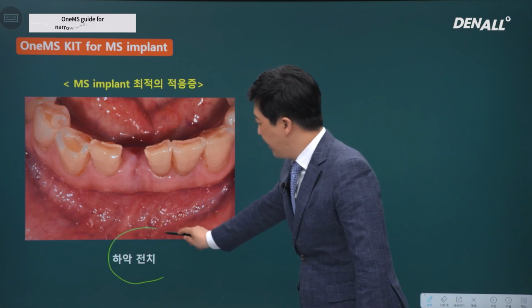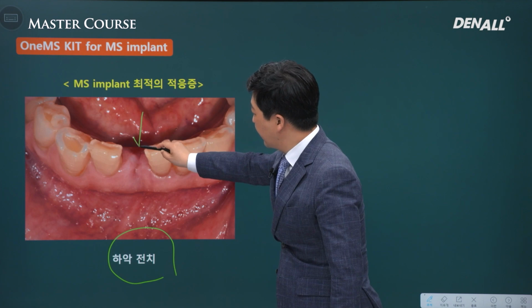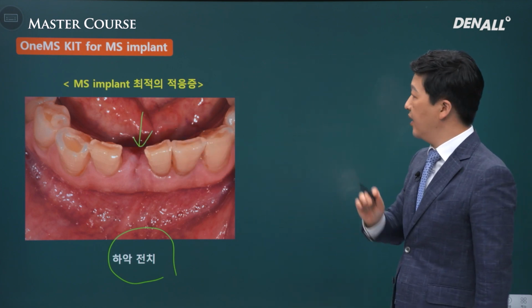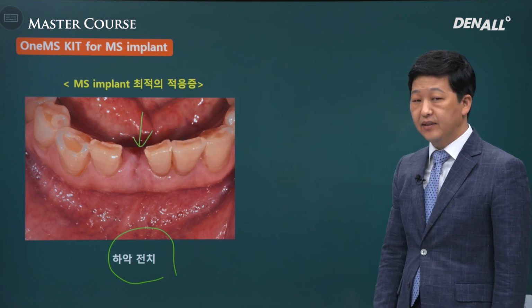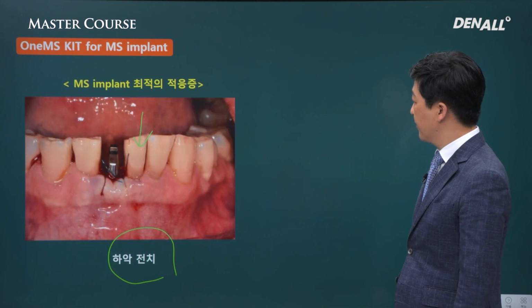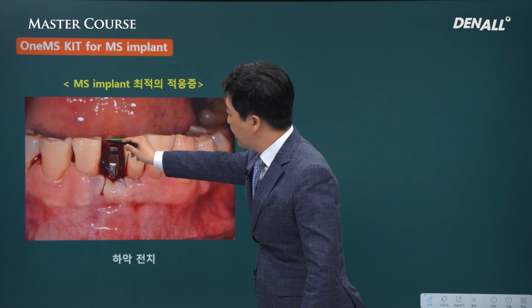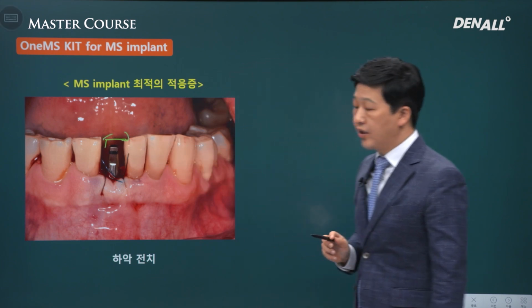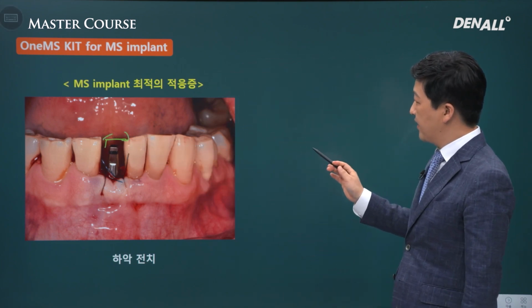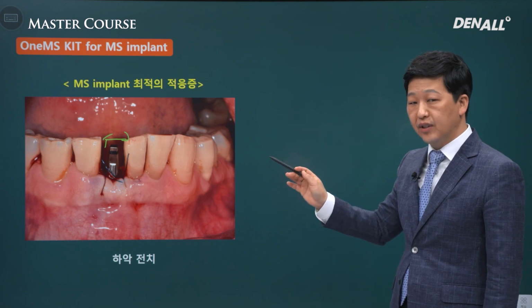As shown in the lower anterior area, MS implant can be placed in an ideal manner. The bone width is very narrow and interdental space is tight. In this case, MS implant can be a perfect alternative.